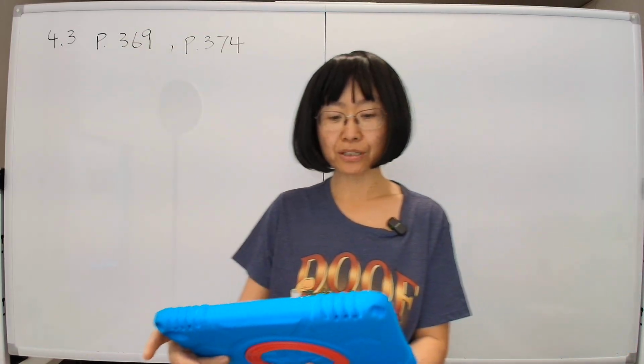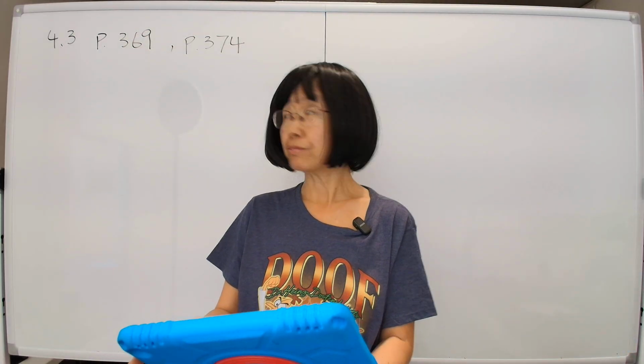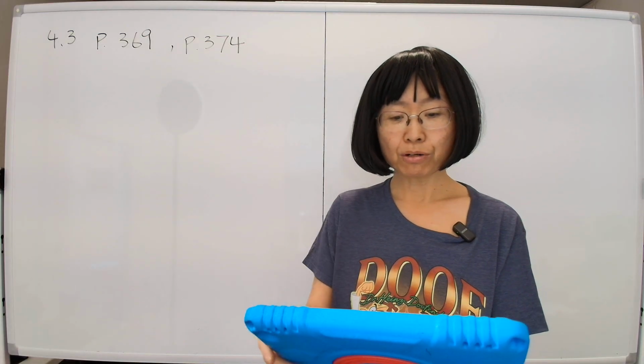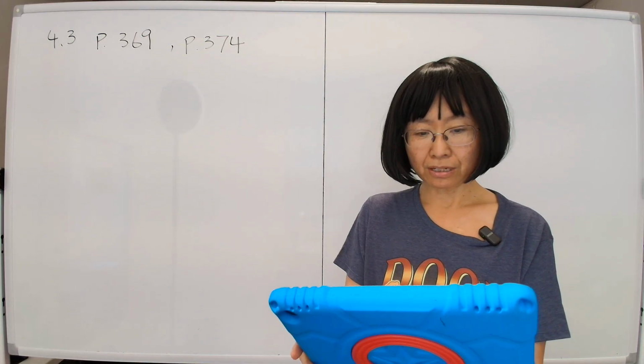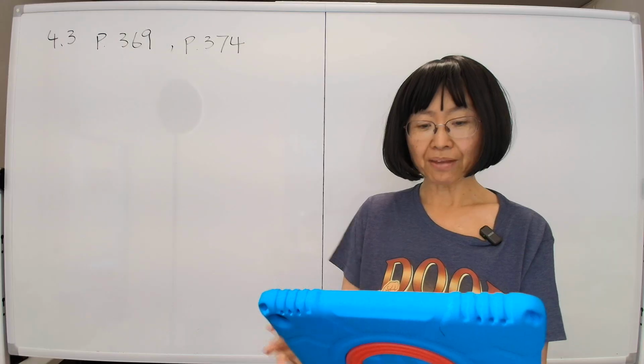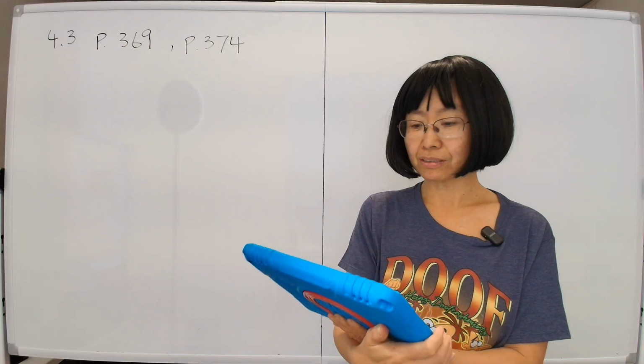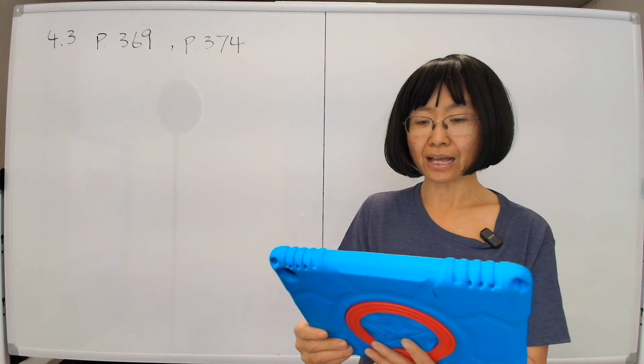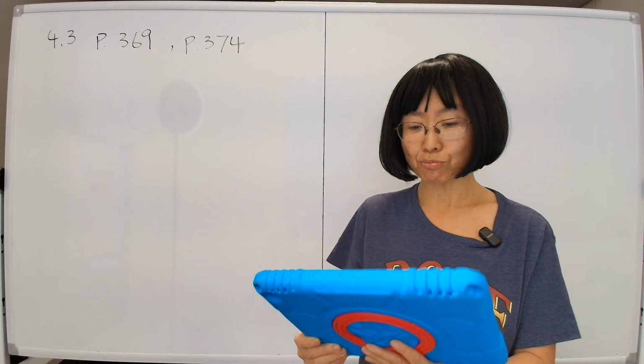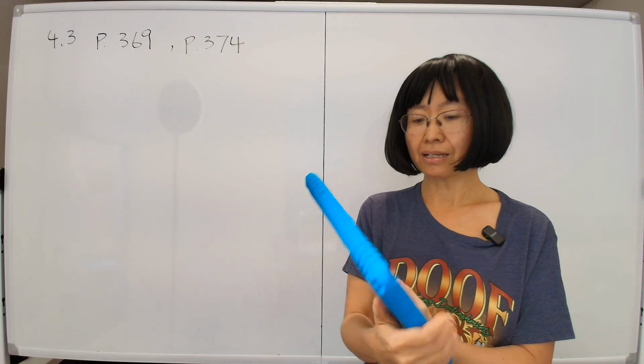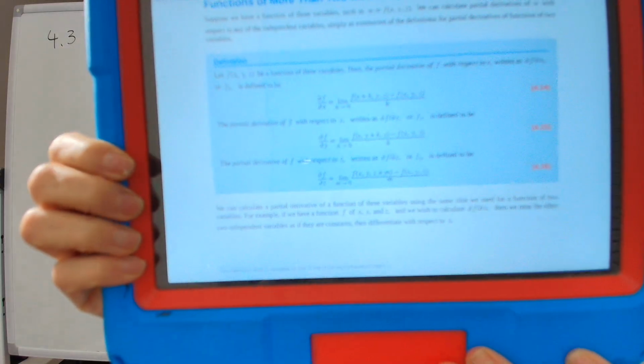Next, let's skip forward to page 374, where we have the partial derivatives. Now we have more stuff, okay? Now you have the partial derivative of xyz. However, the principle does not change.